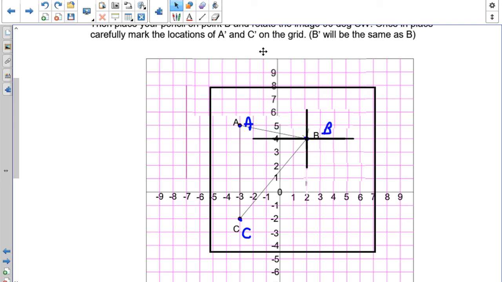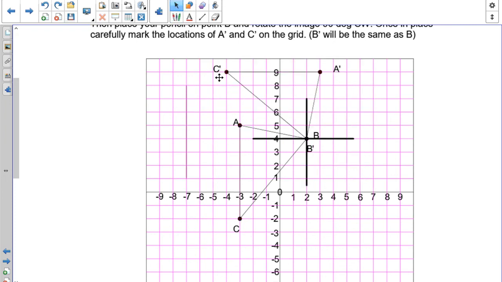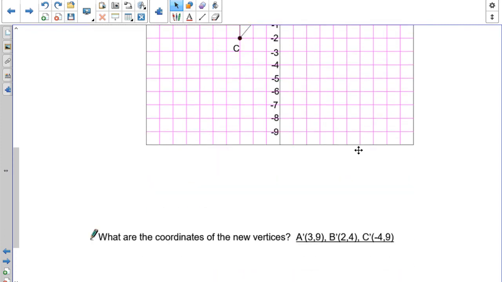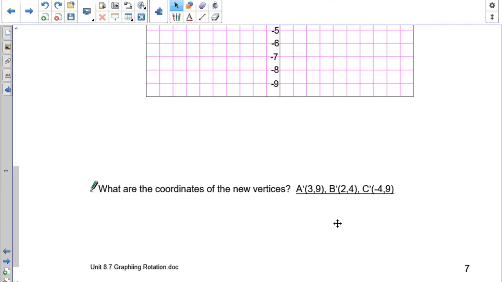So now I'm going to take and rotate this. You'll see here, this is A prime. B is also B prime. And C prime is up here. So if you did this correctly, this turned 90 degrees, and those are our locations. So here's our new points.